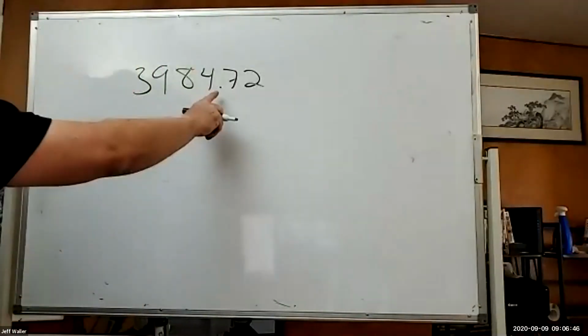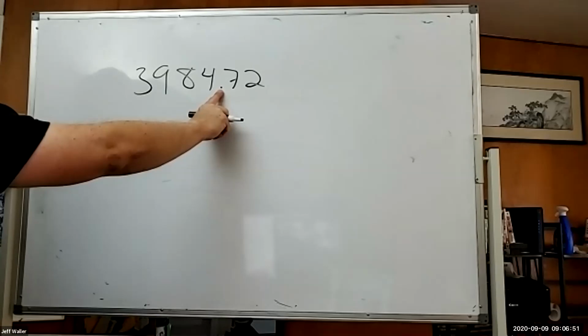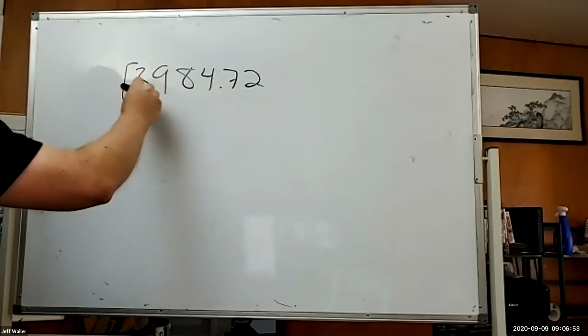First thing I've got to do is find the decimal place. I'm breaking it all the way down, right? So if I find it, where do I need to make it go? Behind the 3. Good. I've got to make it go behind a single digit.